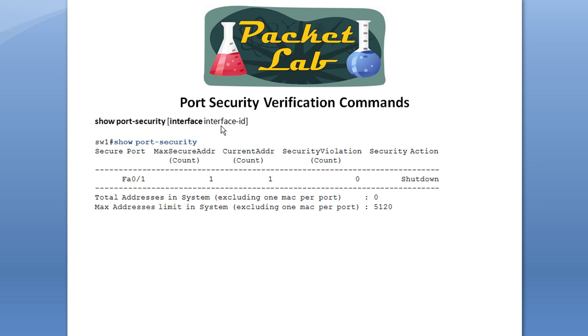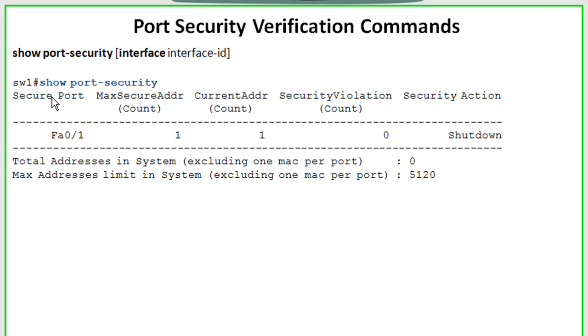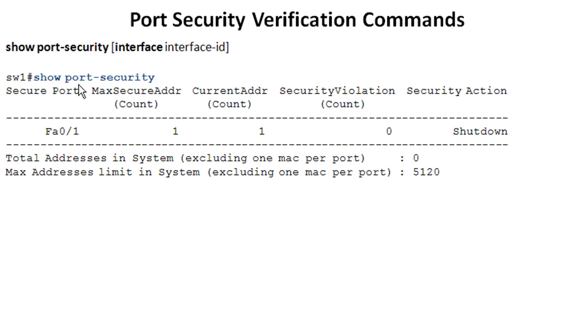So this is the output if you specify show port security and then don't specify an interface. It will give you a list of all of the ports. In this case I only have it configured on one port. Probably would have been a better example if I would have had it on a couple more ports, but it gives you a quick snapshot on a per port basis.